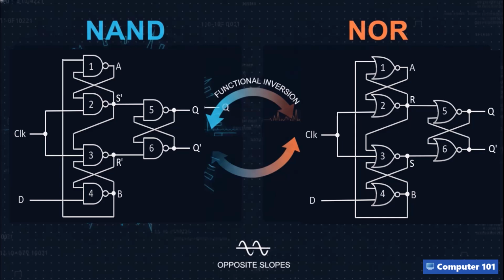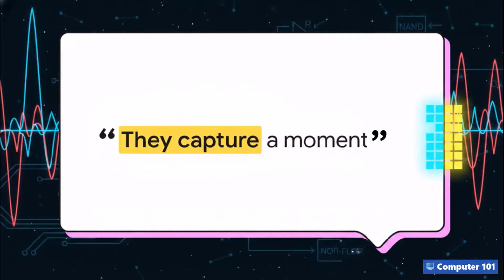But notice the functional inversion at those intermediate nodes right in the middle of the circuits. In the NAND circuit on the left, we're relying on active low logic, which is exactly why they're labeled S' and R'. The latch changes state when one of those nodes drops to 0. In the NOR circuit on the right, we're using active high logic, with nodes simply labeled R and S. That latch changes state when a node jumps to a 1. Ultimately, it's just two different mathematical paths to achieve the exact same memory function, triggered on opposite slopes of the clock wave. As our source material beautifully sums it up, they capture a moment.